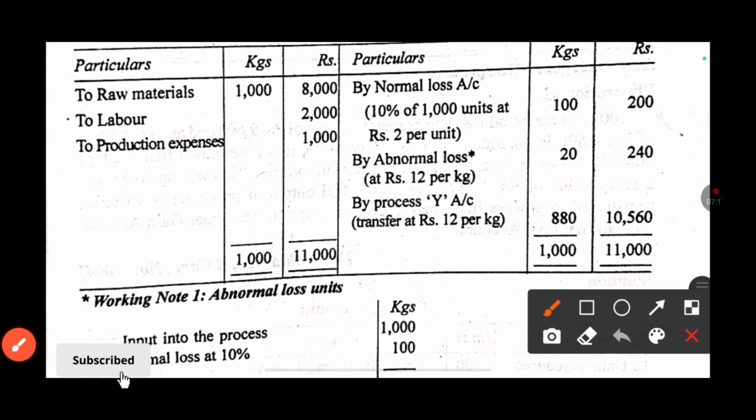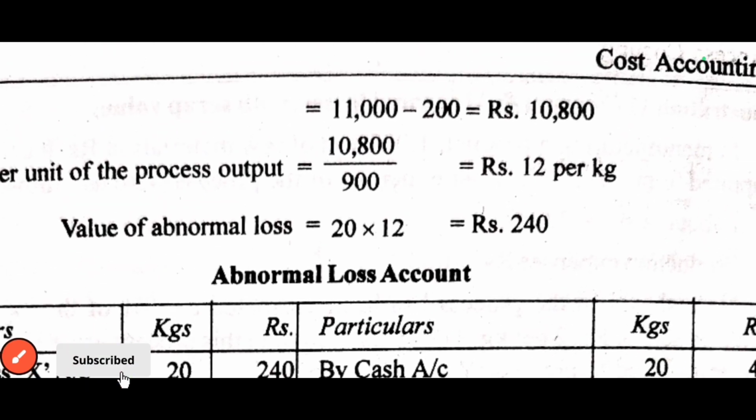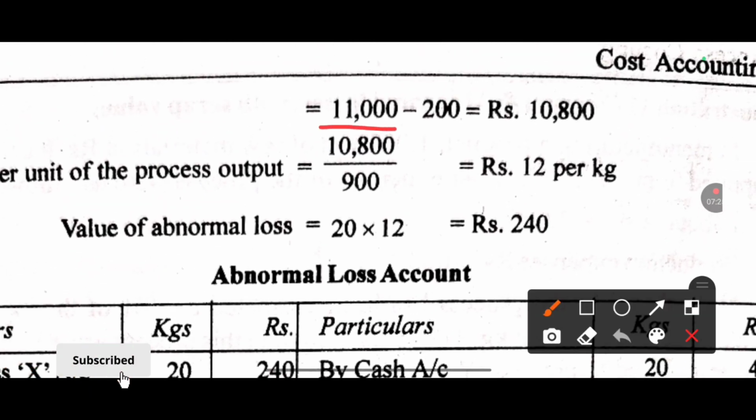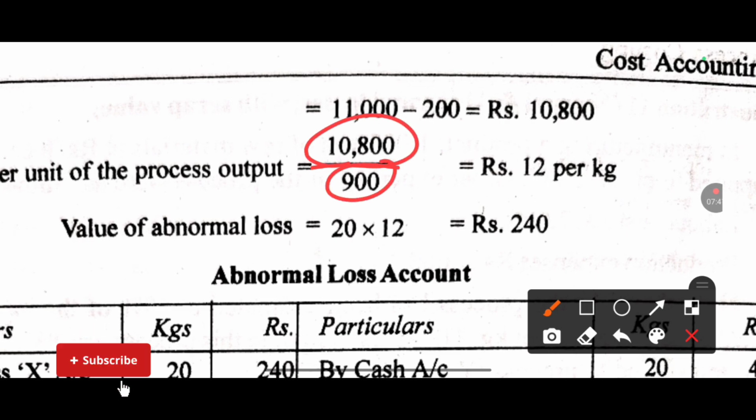What is the scrap value of normal loss? 200 rupees. Okay, so it is to be subtracted. So 11,000 subtracted with 200 rupees. After subtracting, you will get 10,800. Then that 10,800 is divided by normal output 900.